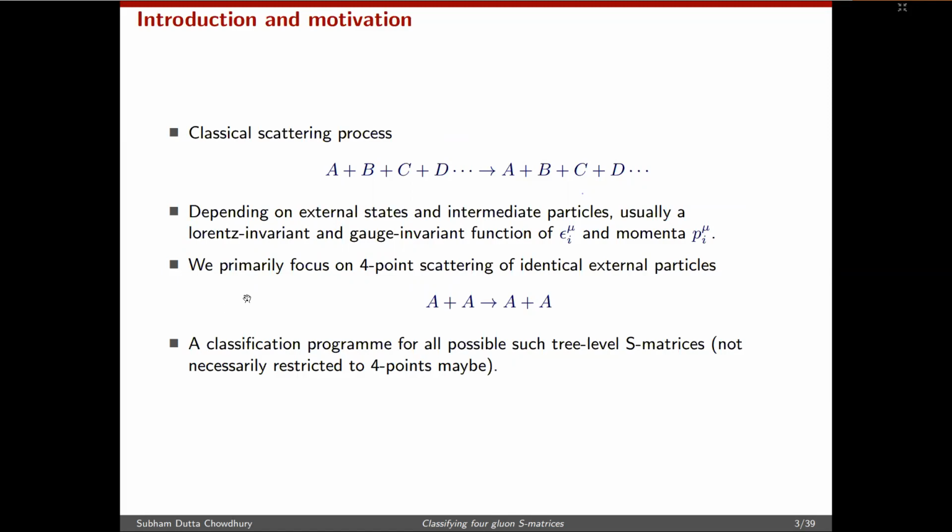Let us, for the moment, primarily focus on 4-point scattering, which is the thing that I'll classify. And it's basically a classical classification program that I'm aiming for. Like, what are the possible tensor structures with simple poles that one can write down, provided your external particles are, say, gauge fields or gravitons or even colored scalars, whatever.